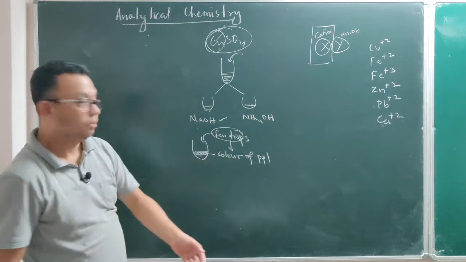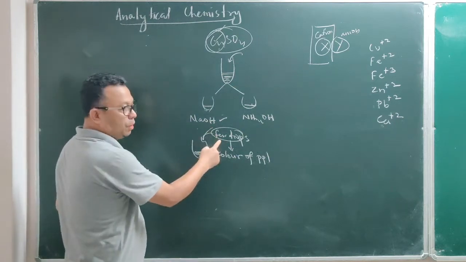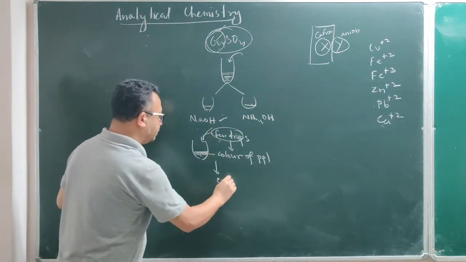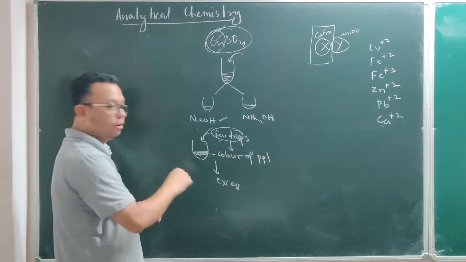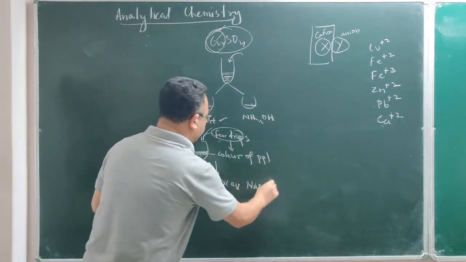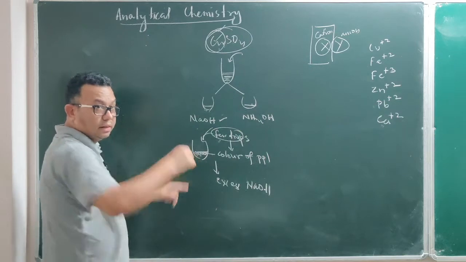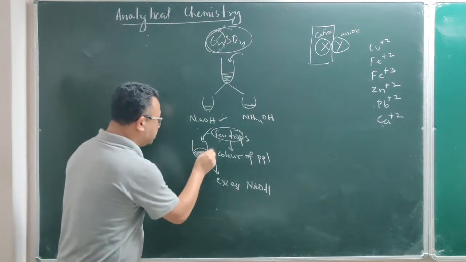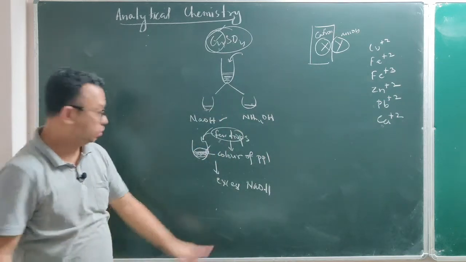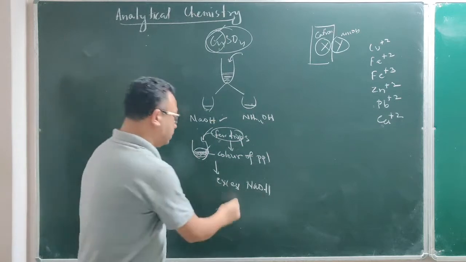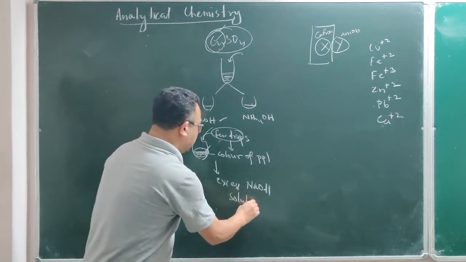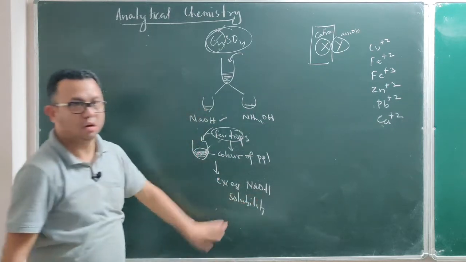have to do is add excess. First you added a few drops, then follow it by excess, meaning add plenty of sodium hydroxide. Now add plenty of sodium hydroxide in this, shake well and see whether this precipitate is soluble or not soluble. So after adding excess, you have to see the solubility, whether this is soluble or not.